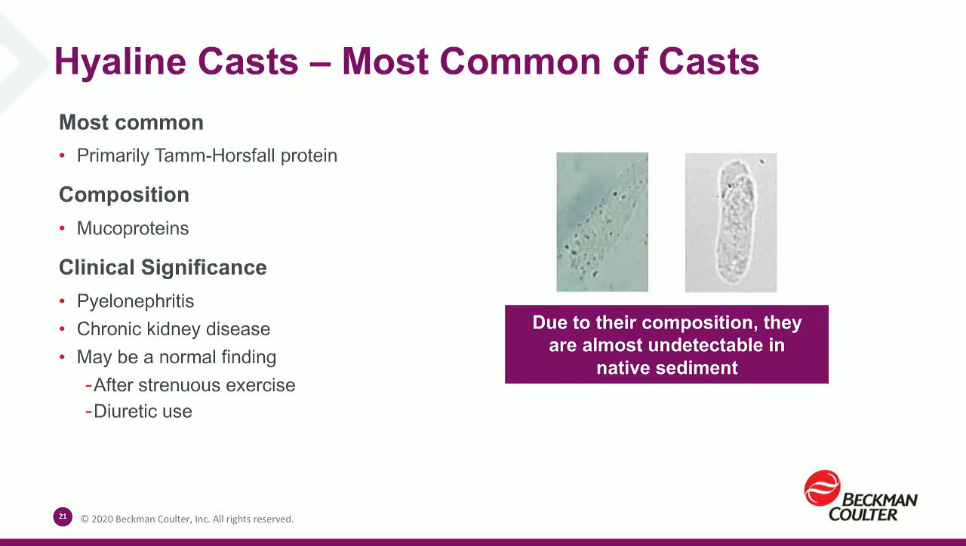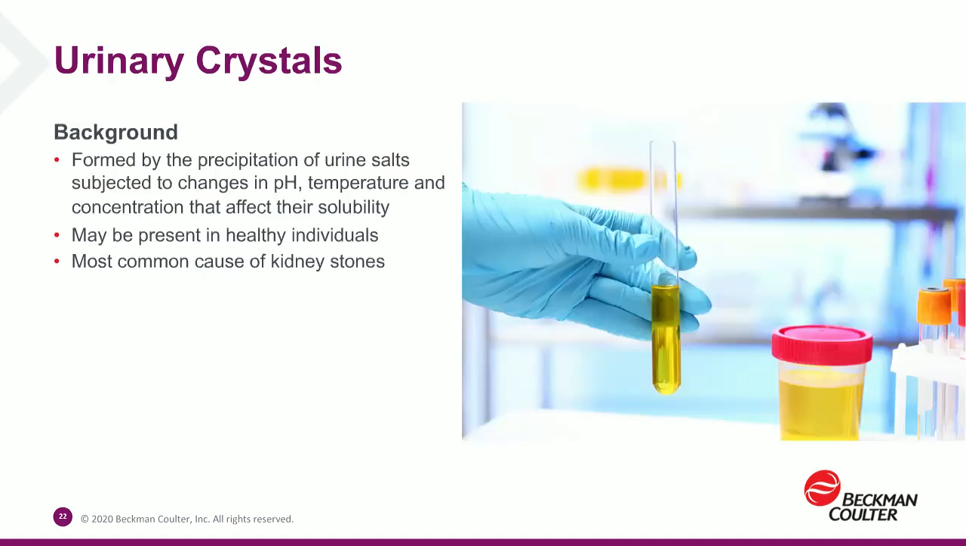The most common type of casts is hyaline casts, which are composed of mucoproteins. These casts may be a normal finding after strenuous activity or diuretic use, and clinically may indicate pyelonephritis or chronic kidney disease. Urinary crystals. Aside from casts, crystals may also be detected on urinalysis. These crystals are formed by precipitation of urine salts. Crystals may be a normal finding, but are also indicative of underlying issues, primarily kidney stones.